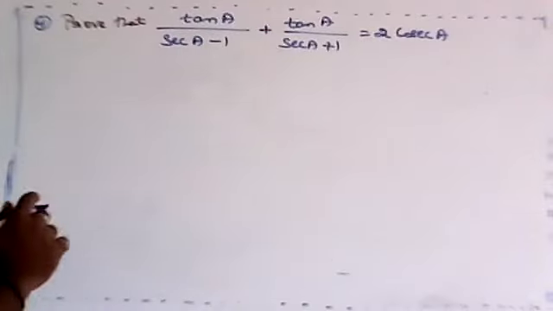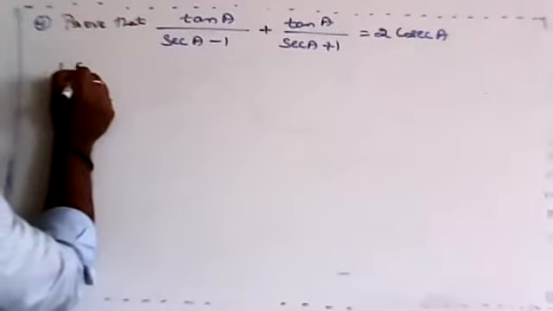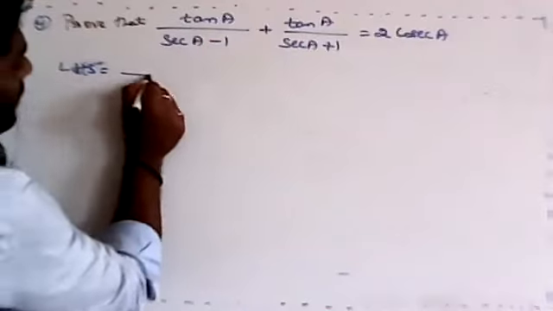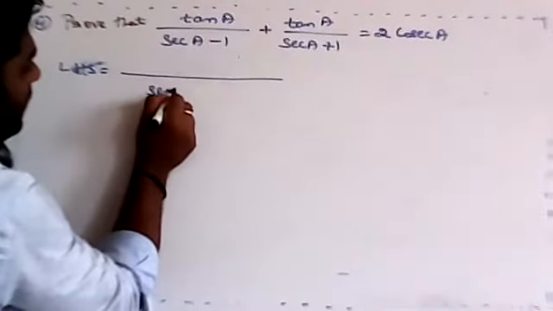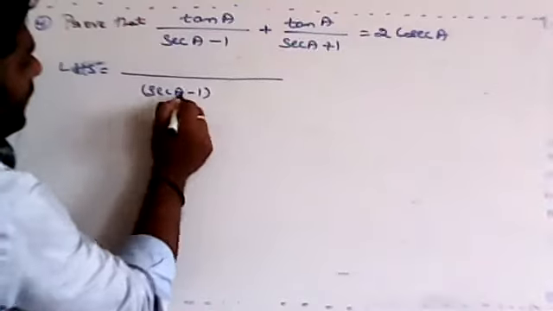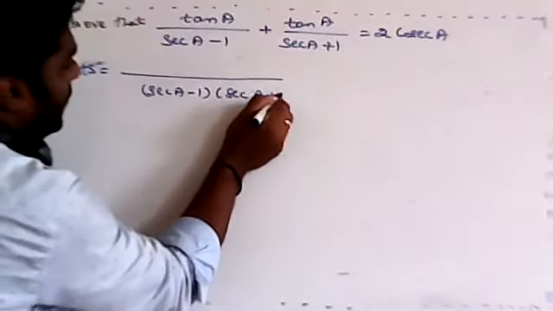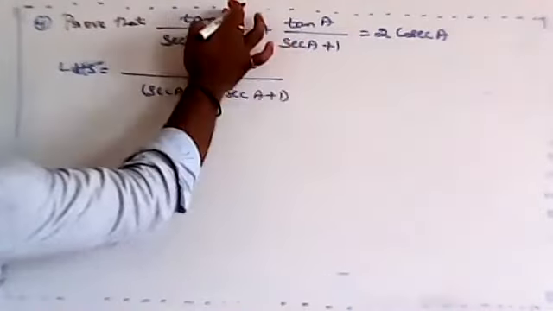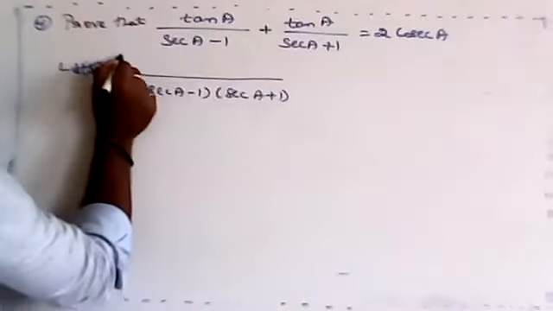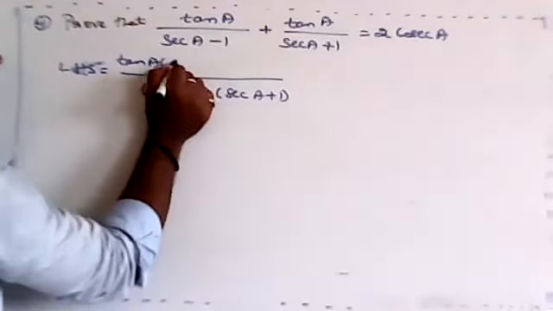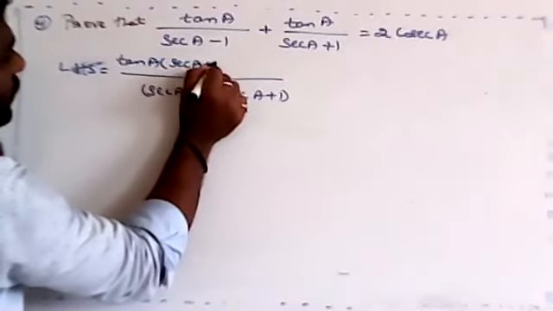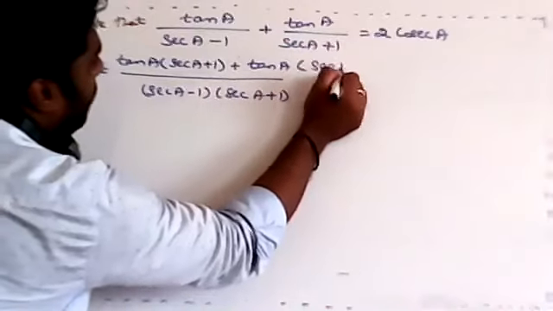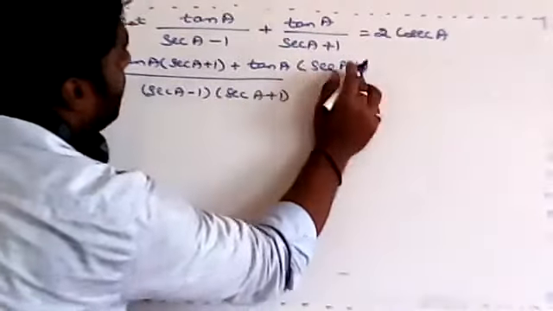We have to take the LCM. So directly I'm solving this. See, LHS side. So LCM is what? The LCM is secant of A minus 1 into secant of A plus 1. You can write directly secant square A minus 1 also. So then you have to multiply this here and this on this side. So tan of A into secant of A plus 1 plus tan of A into secant of A, sorry, minus 1.